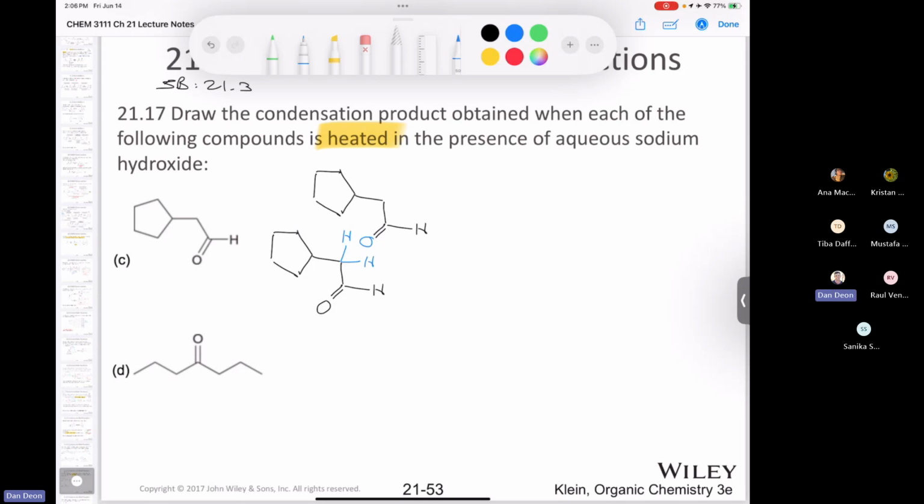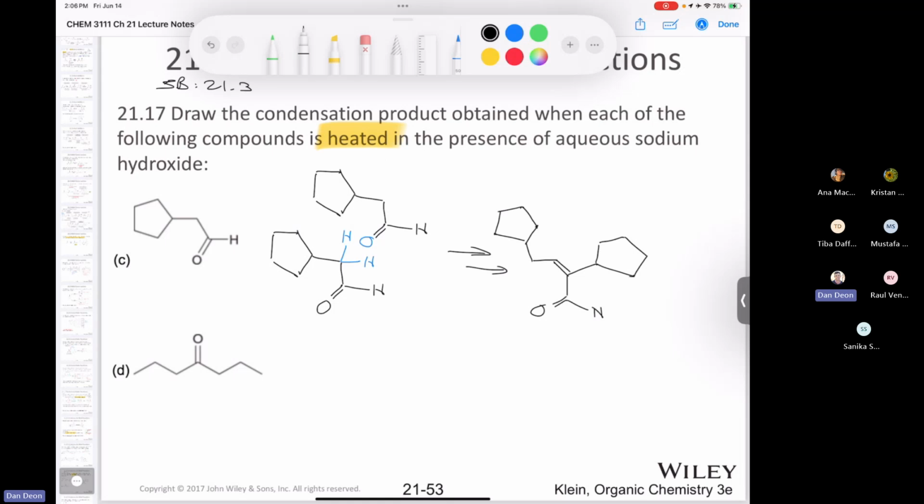So after the proton transfer, nucleophilic attack, and another proton transfer, I'm just going to move one of those cyclobutyl groups over here like this. Then I can draw the aldehyde like this, and then I'll put my double bond here, and the cyclobutyl group out like this.